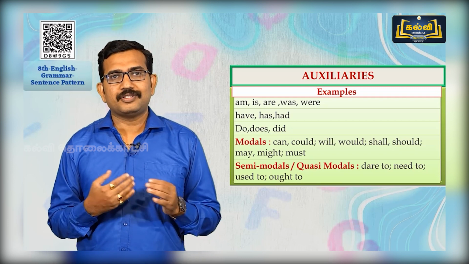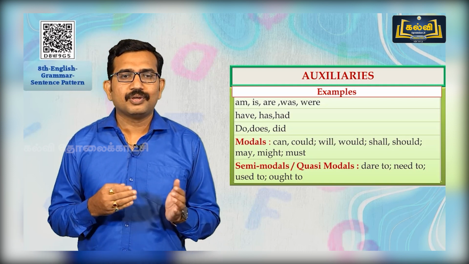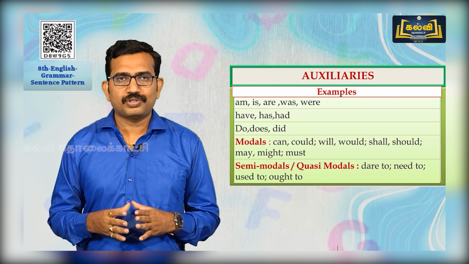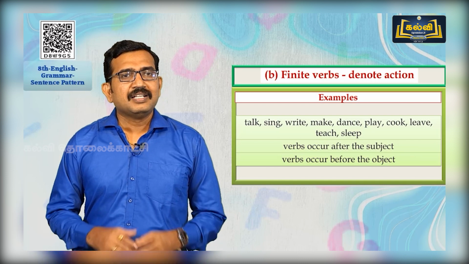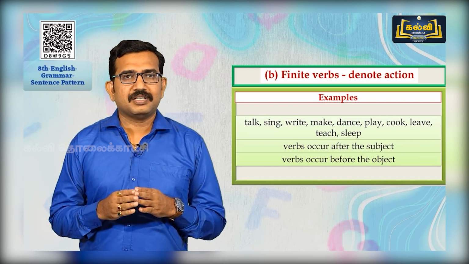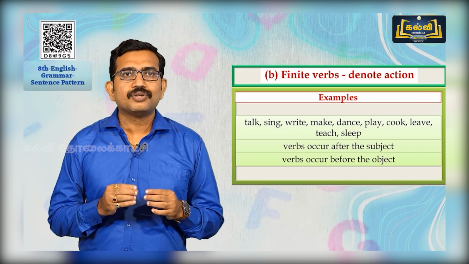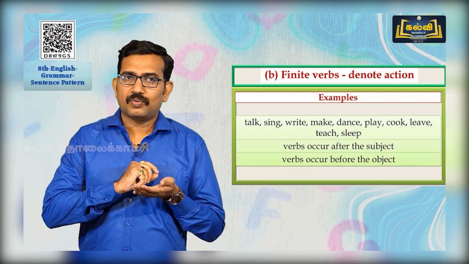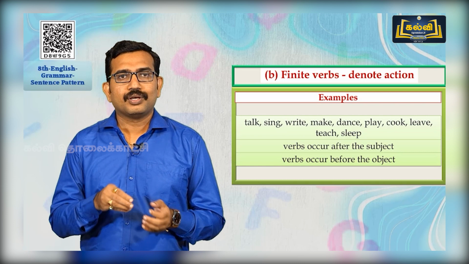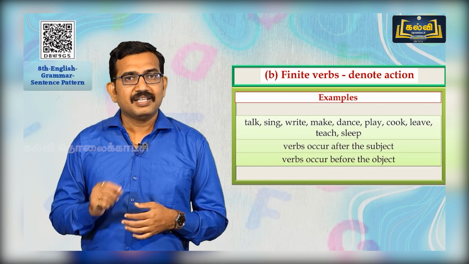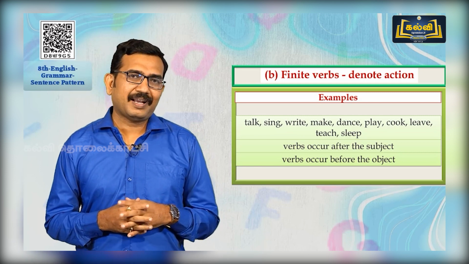There are some semi-modals or quasi-modals as well. We'll check some examples: dare to, need to, used to, ought to. All this comes under verbs. So we'll check some finite verbs. These definitely denote actions. For example: talk, sing, write, make, dance, play, cook, live, teach, sleep. These are some examples of action verbs.